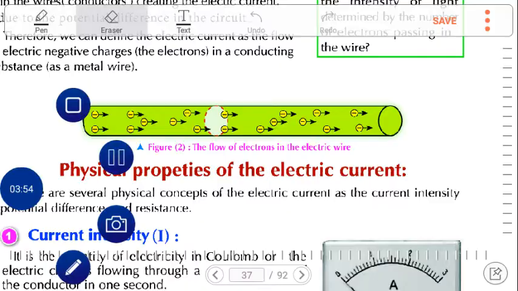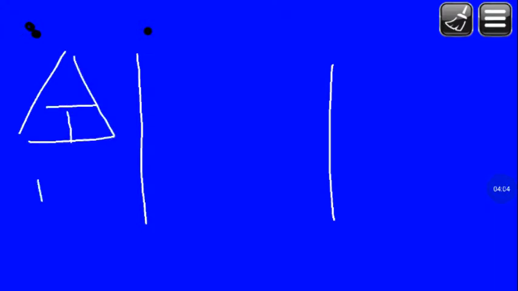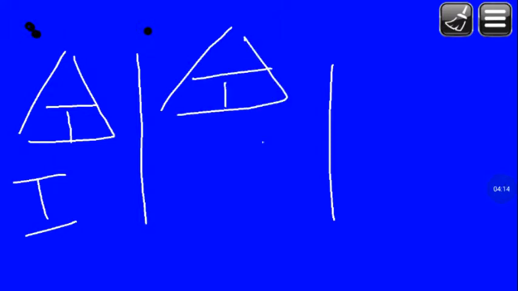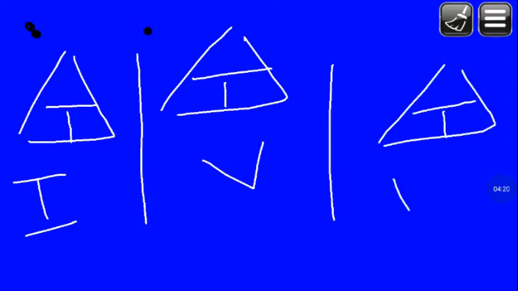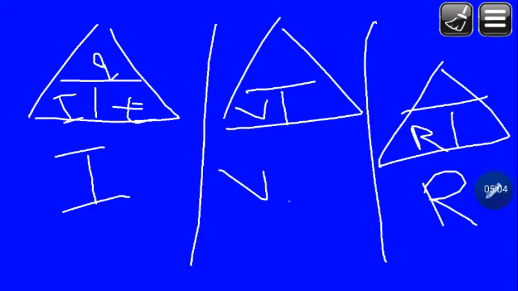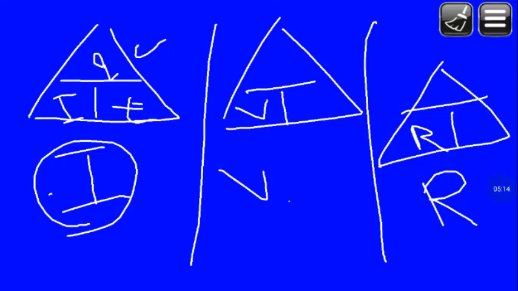Okay, first of all, number one, current intensity. So the first law is about the current intensity. The second concept is the potential difference V, and the third will be about the resistance R. One more time, the intensity is the quantity of charge, or the amount of charge that can flow through a wire or a cross section of the conductor in a unit of time, 1 second.